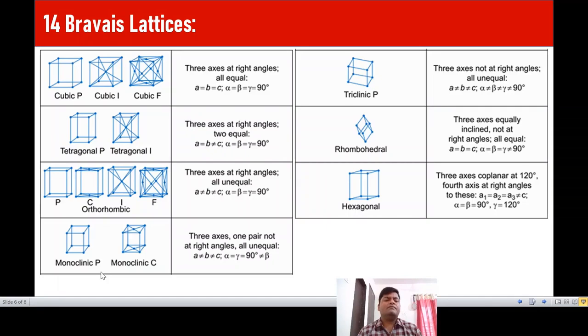For monoclinic it has a primitive and non-primitive also. So the non-primitive is a base centered unit cell. So with this type of unit cell you can draw these different types of Bravais lattices and their unit cells, and you can write down the relation between the different lattice parameters. So this is about the Bravais lattices.